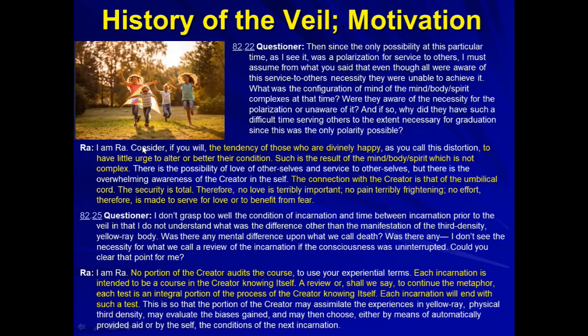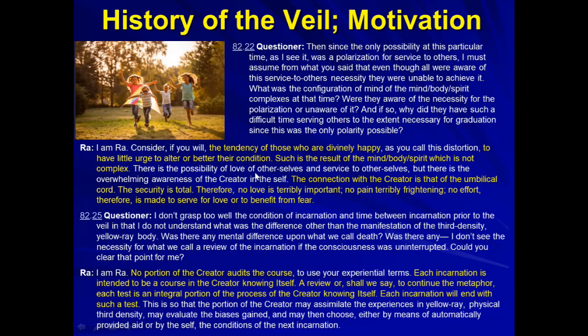And here's where he gives that little analogy. Consider, if you will, the tendency of those who are divinely happy, as you call this distortion, to have little urge to alter or better their condition. Such is the result of the mind, body, spirit. Notice Ra doesn't say complex, which is not complex. In fact, he reiterates there. So they played like children in the park, quite happy to stay and enjoy and just have fun together. That's what he's saying. Little urge to alter that because they are divinely happy.